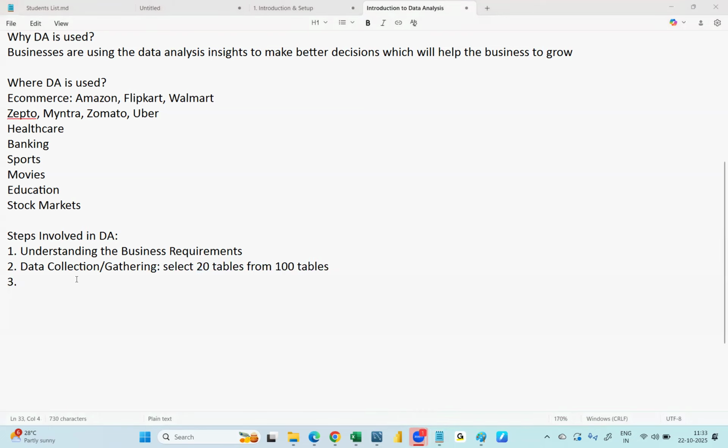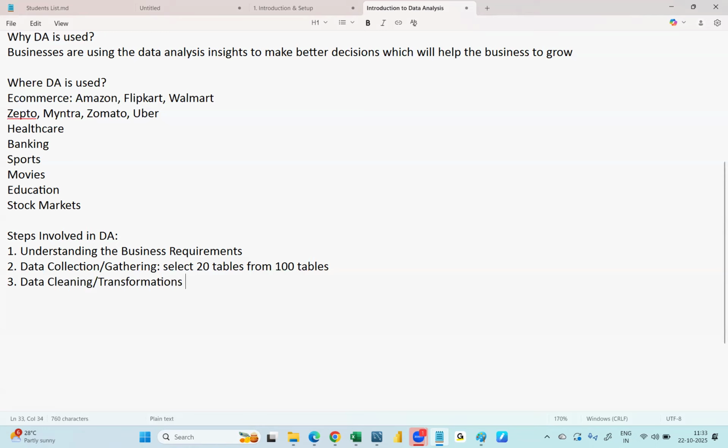So once the data has been collected, then our next important step will start, where we are going to discuss data cleaning. Data cleaning, or else we also call it data transformations. This step is again important, guys. Data cleaning or transformations is going to clean the data.